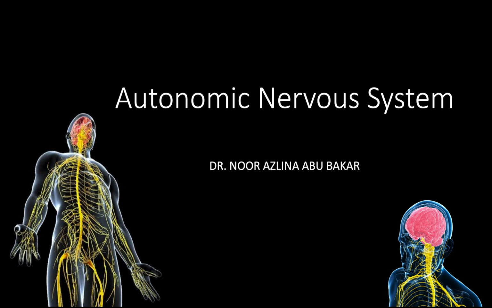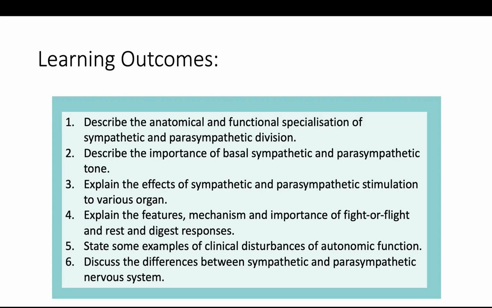As for today's lecture, we're going to take a look at the topics of the autonomic nervous system. Before we go deeper into the autonomic nervous system topic, let's move to the learning outcomes of this chapter first. The first one: at the end of the lesson, you should be able to describe the anatomical and also the functional specializations of the autonomic nervous system, which include the sympathetic and parasympathetic divisions. Basically, sympathetic and parasympathetic are under the roof of the autonomic nervous system.